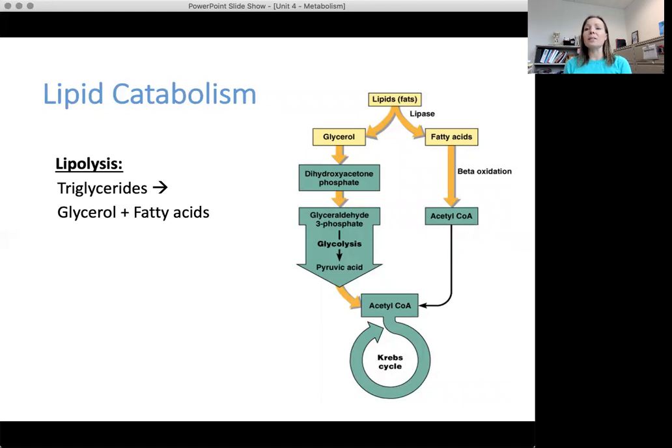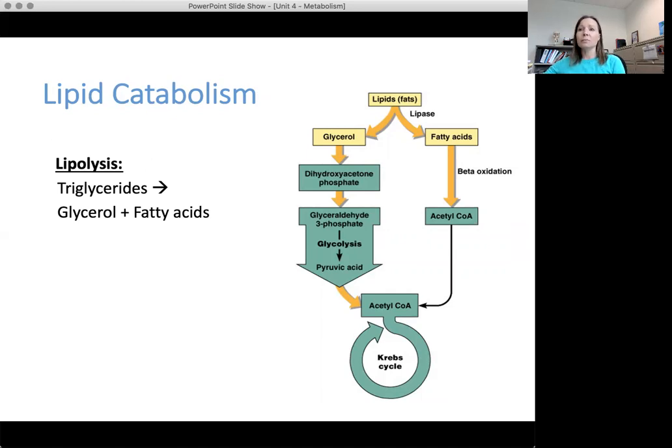So basically, lipids have almost twice the amount of energy that carbohydrates do, but they're not used first because they're harder to break down. Glucose is the easiest thing to break down, so that's always the first source of energy. But lipids are a really good source of energy too. It just takes a longer process to break them down. Lipids are stored in adipose tissue. And we'll start by talking about lipid catabolism, which is called lipolysis.